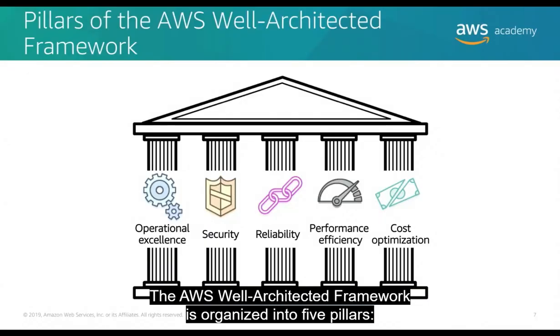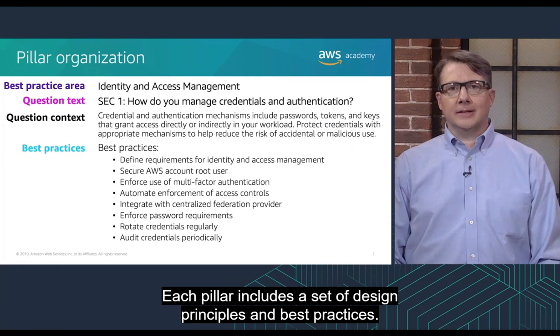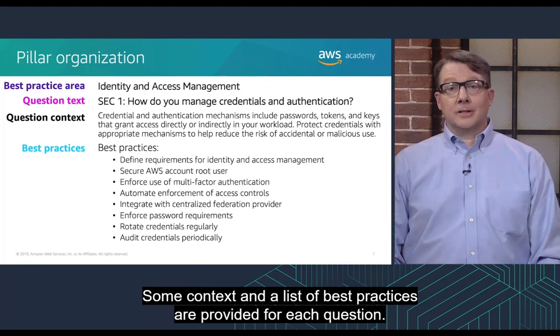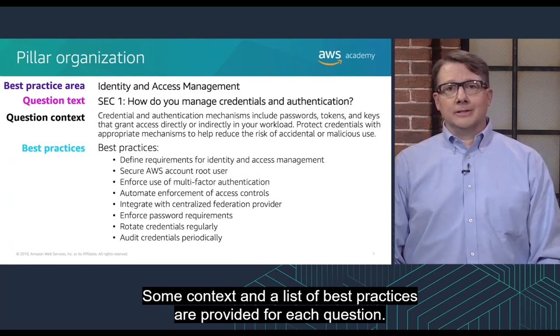The AWS Well-Architected Framework is organized into 5 pillars: operational excellence, security, reliability, performance efficiency, and cost optimization. Each pillar includes a set of design principles and best practices. In each best practice area, there are a set of foundational questions. Some context and a list of best practices are provided for each question.